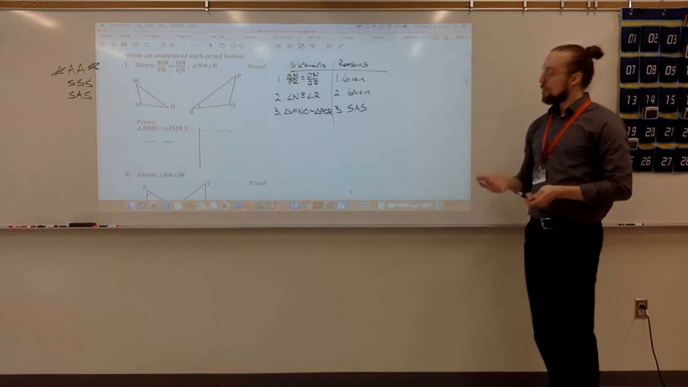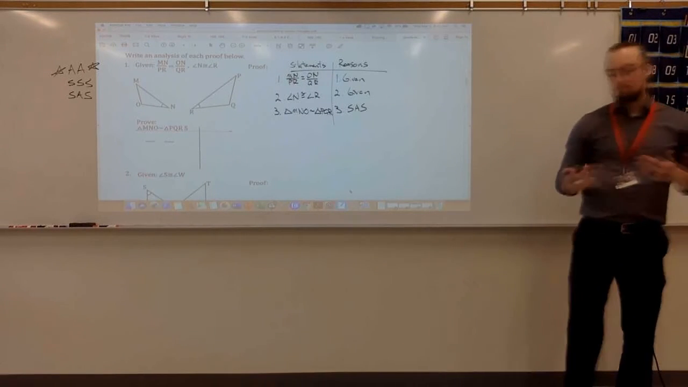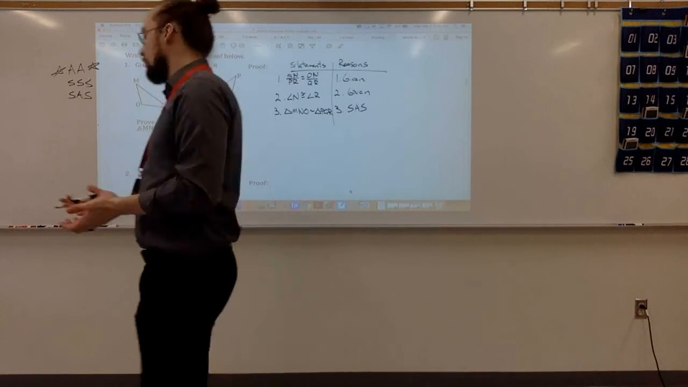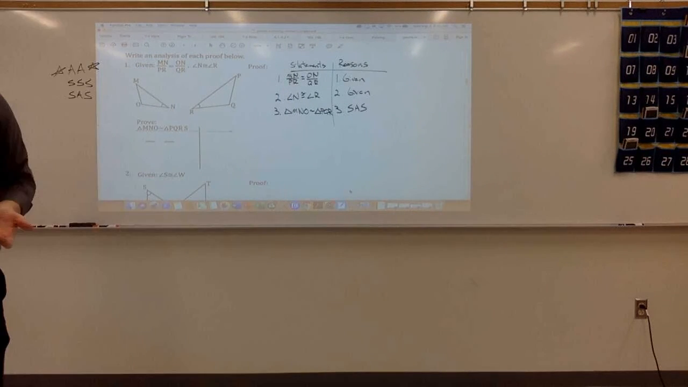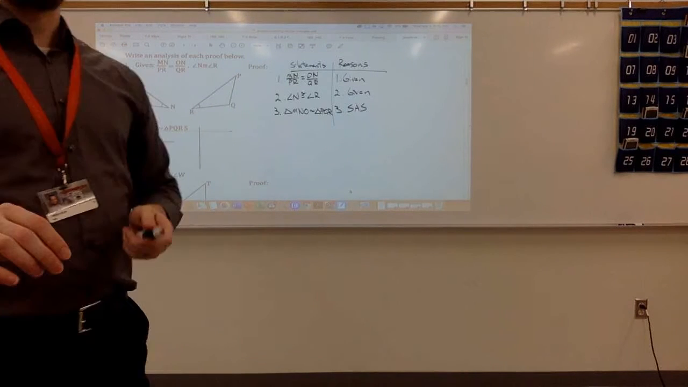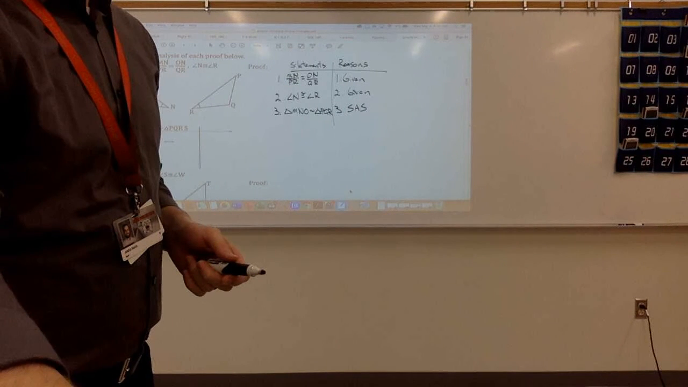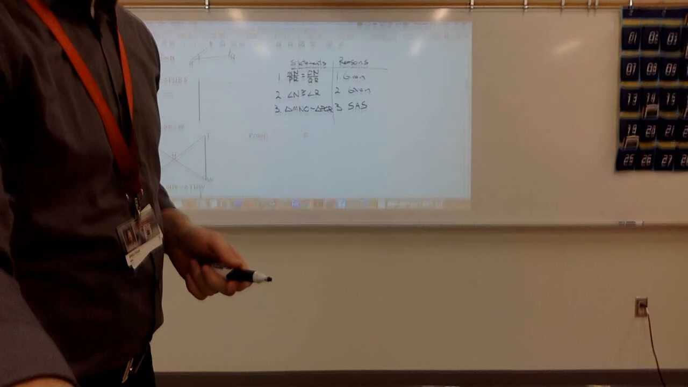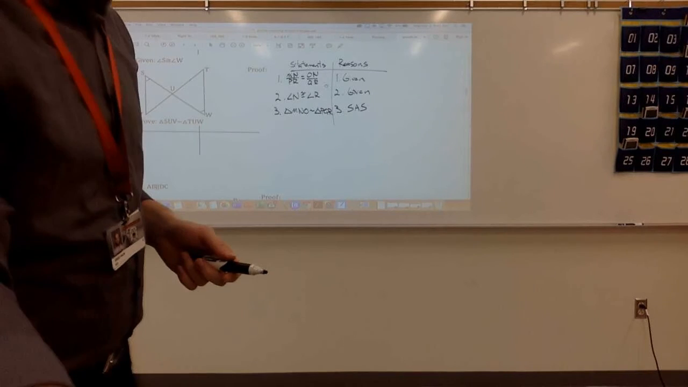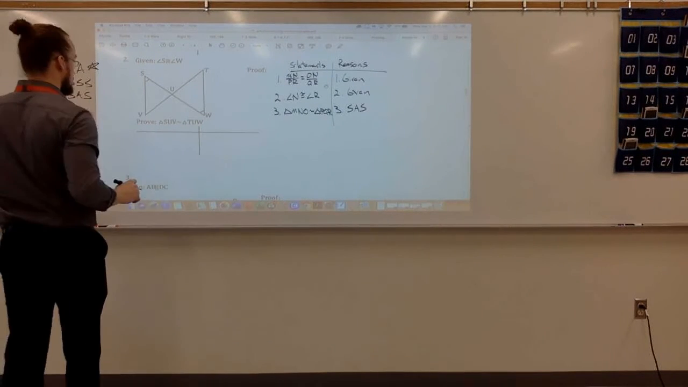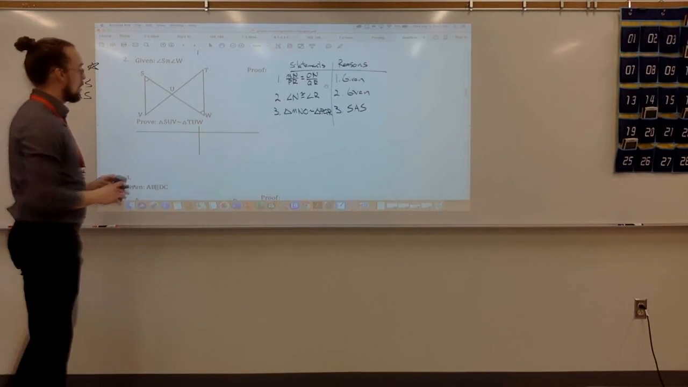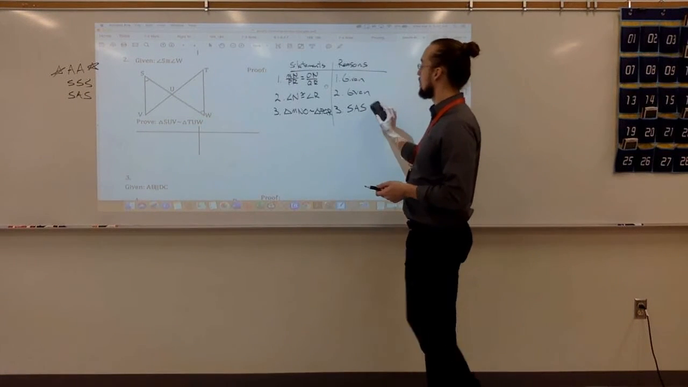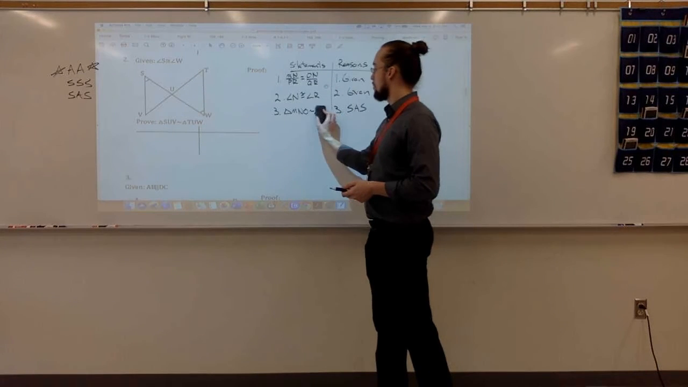Okay, so let's then take a look at another example where we're not given everything we need, where we have to find some piece of information here. So on number 2, we are given one thing. We're given that angles S and W are congruent.